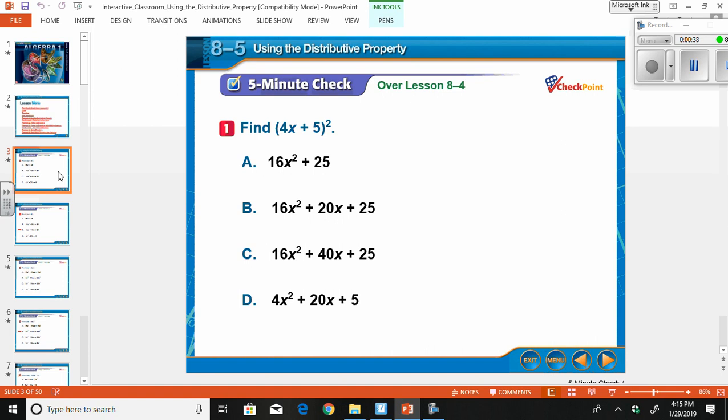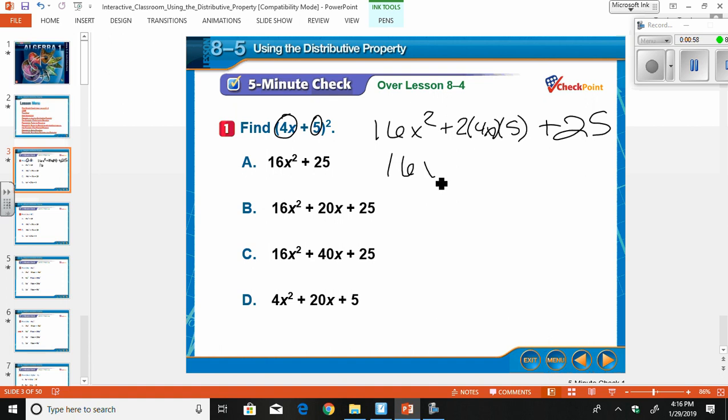Find this. We have (4x plus 5) quantity squared. So we square the front, 16x squared. We square the back and we get 25. Then we take 2 times a times b. So we get 16x squared plus 40x plus 25. So 16x squared plus 40x plus 25 is c.